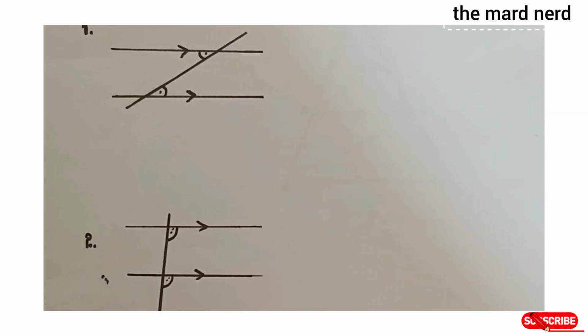Good day, everyone. Today we're gonna look at the parallel lines. But anyway, I should say welcome back. Today we're just gonna look at the overview of the parallel line.